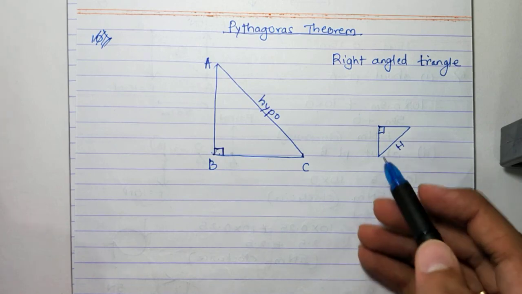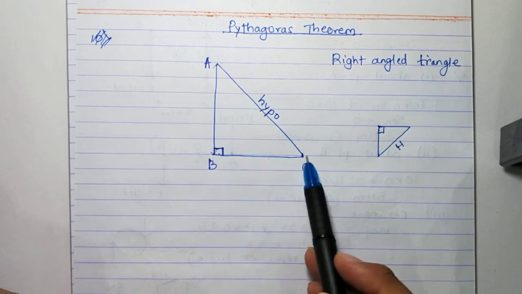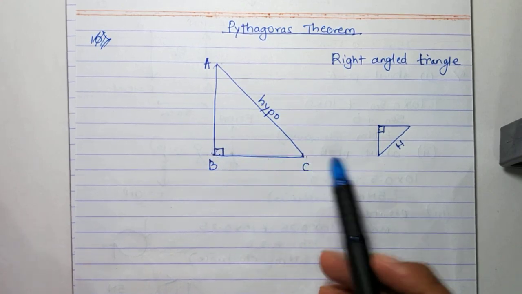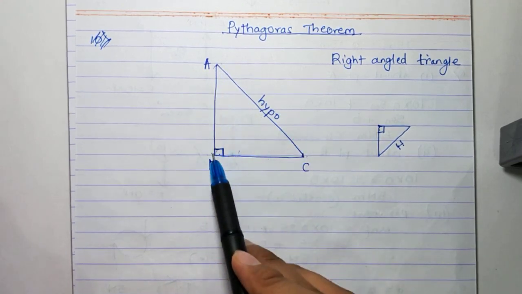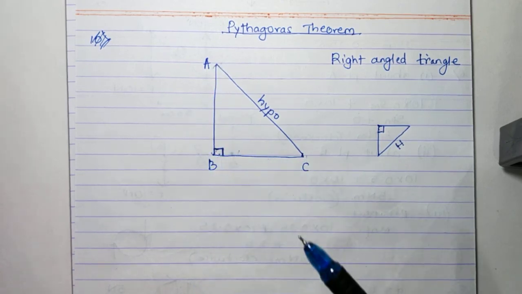Okay, and these two sides, AB and BC in this case, are called the sides containing the right angle. So these are the sides containing the right angle. Okay.